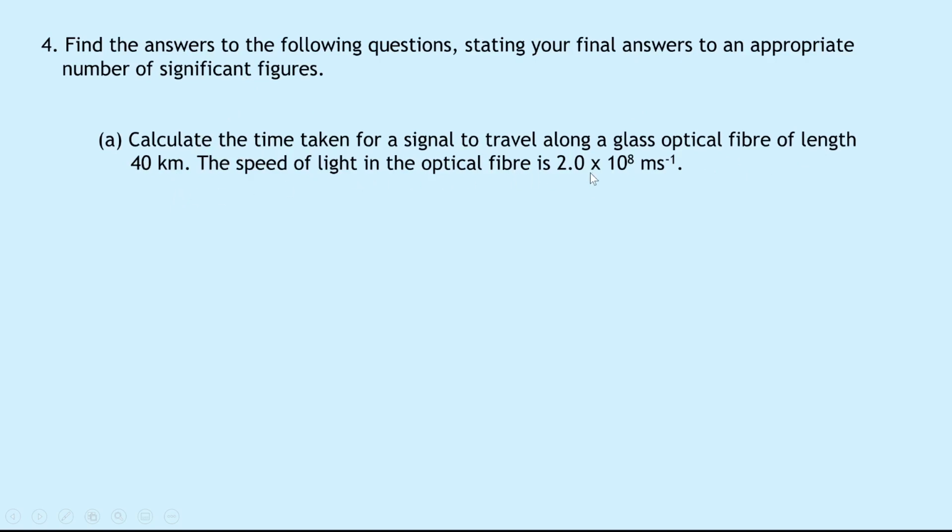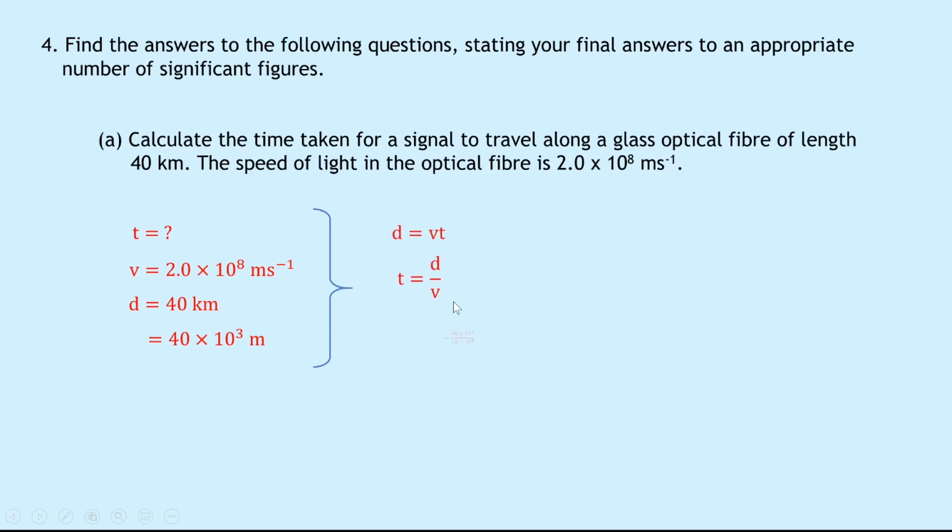The speed of light in the optical fibre is 2.0 times 10 to the 8 meters per second. So this is going to be a classic speed distance time calculation. So writing down what we know on the left hand side, we're trying to find the time. We know that speed is 2.0 times 10 to the 8 meters per second, and our distance is given as 40 kilometers, but remember we need to convert from kilometers into meters, so this becomes 40 times 10 to the power of 3 meters.